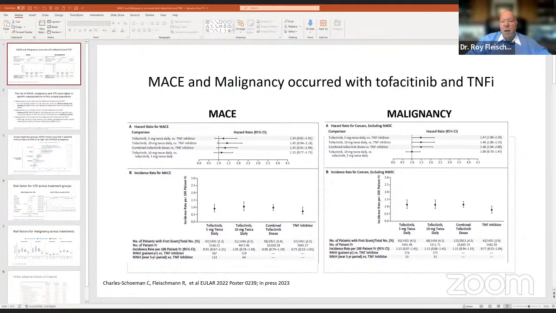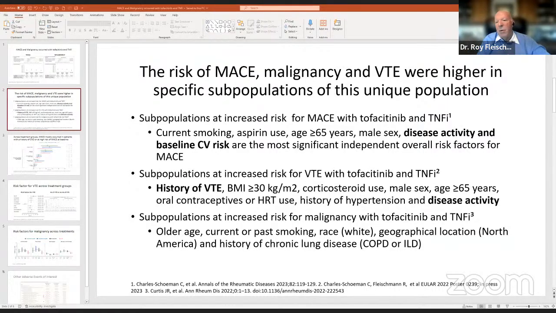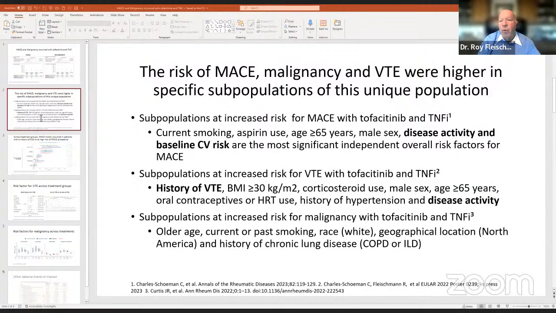And while we're still waiting for the next slide, I'll also tell you that in TRACK, the etanercept arm had a MACE rate that was about 1.7, and this was 0.7. If it was 1.7 for the TNF in this trial, tofacitinib would have been superior. But again, it's 2 different trials. But this is really what I think is the key point. It was a specific subpopulation, and it was with both tofacitinib and TNF. And what was it? It was current smoking, aspirin use, being at least age 65, male sex. Very importantly, continued disease activity, as well as baseline cardiovascular risk, were the most significant independent risk factors for MACE. And it occurred with both, as I'll show you in a couple of slides.